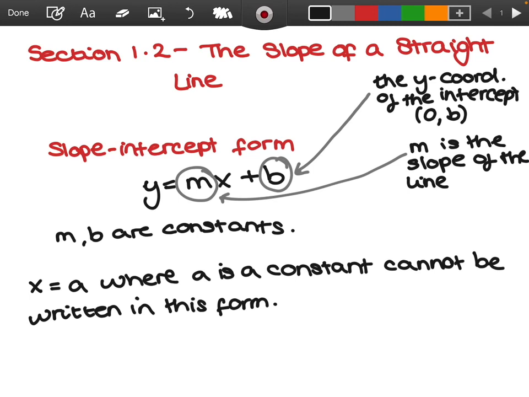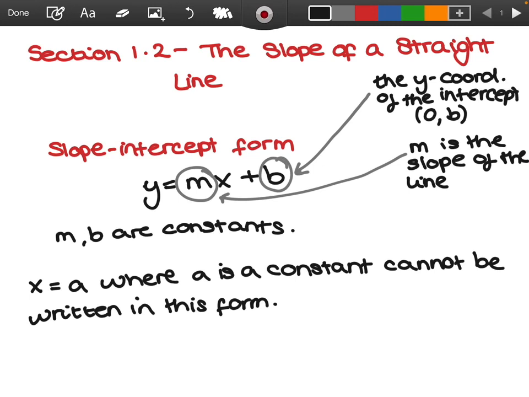So that is why it's called the slope-intercept form. m is the slope, a measure of the steepness of the graph. The higher the magnitude of m, whether positive or negative, the steeper the graph. The lower the magnitude, the closer it is to 0, the more and more horizontal the line is going to be. It will go towards a horizontal line as m approaches 0. For b, it's always going to be the y-coordinate of the y-intercept.